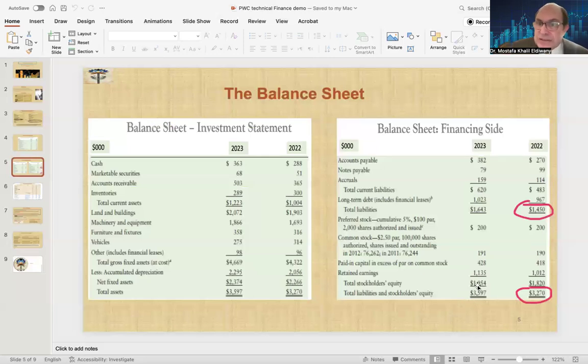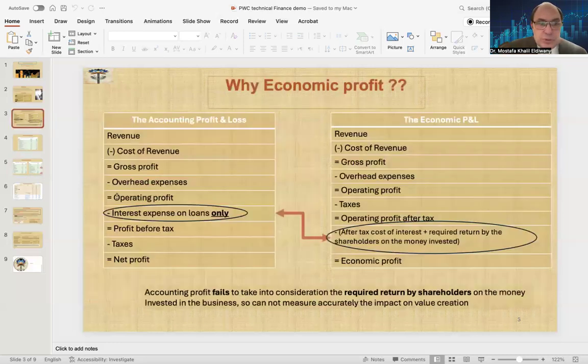So accountants could not quantify a number of cost of equity and put it as a cost of finance in the profit and loss account. So they don't put it. They only put interest expense. But in reality, in order to make profit, it has to be more than the required return by the financiers, whether they are from the debt side or from the equity side. This is the economic profit.